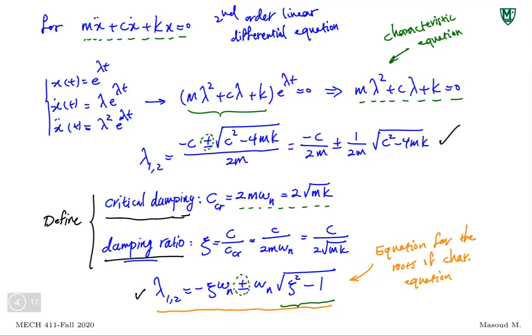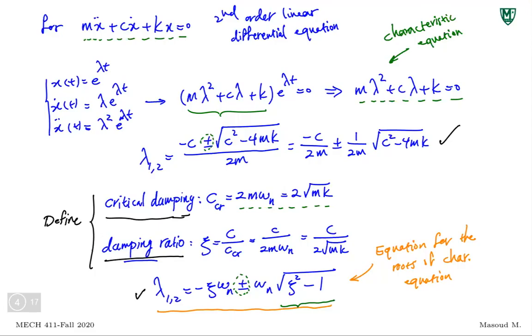So I formed the characteristic equation. I found the equation for the roots, lambda 1 and 2. There are two roots for this, right? It's a quadratic equation. I defined two things before I moved forward. I defined critical damping, C_cr, which is 2m omega n, or 2 square root of mk. So critical damping can be found, and it's independent of the value of damping constant C. You don't need to know that. You can just find critical damping by knowing the mass and the stiffness of the system. And I defined damping ratio, which is the ratio between the damping constant and the critical damping you found.